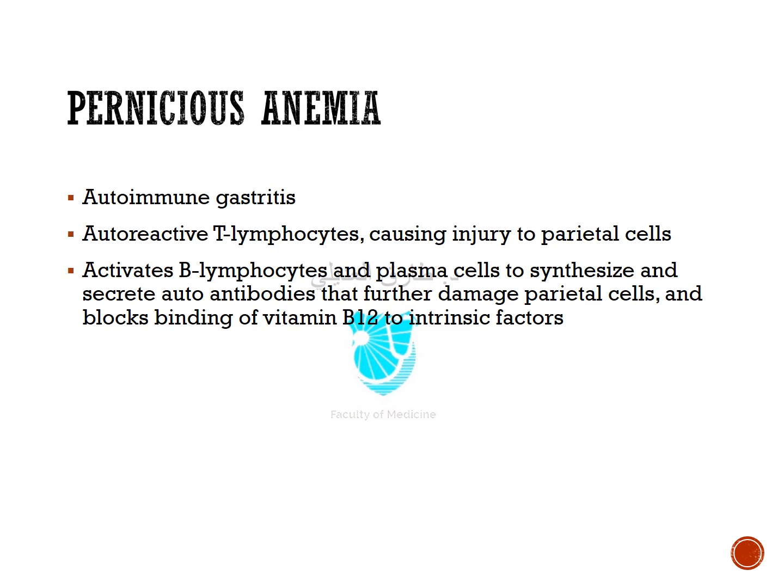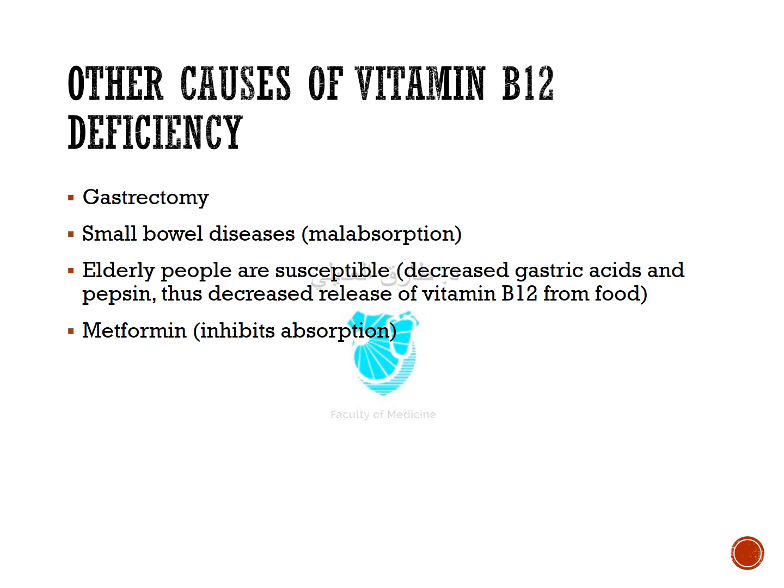يعني لو B12 مسك, it catches the intrinsic factor, it binds the entire molecule and inhibits absorption. So this is an autoimmune disease and it will result in megaloblastic anemia. What are other causes? زي ما حكينا, if the patient has gastrectomy because there is no intrinsic factors.